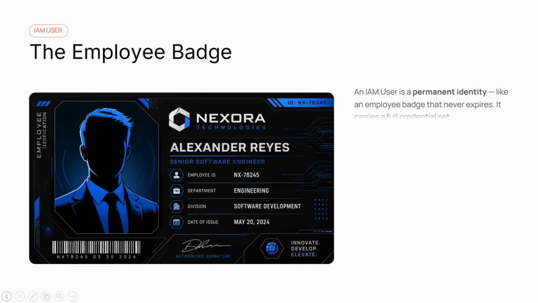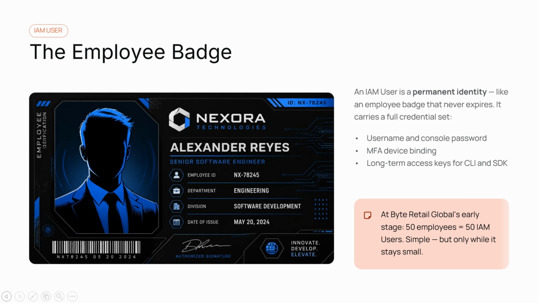Let's start with the simplest identity type, the IAM user. Think of an IAM user like an employee badge issued to someone who joins your company. That badge belongs to one person and identifies them every time they enter the building. Similarly, an IAM user represents one human identity inside AWS. It typically includes a username, a console password, an MFA device for stronger authentication, and if needed, long-term access keys for programmatic access.